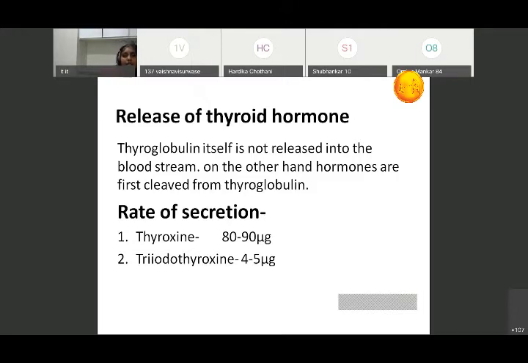Thyroglobulin itself is not released into the bloodstream. On the other hand, hormones are first cleaved from the thyroglobulin. I already told that the pseudopodia-like structure is there. Then they form the vesicle. To the vesicle, the lysosome is attached. The lysosome secretes the digestive enzyme. Then it is cleaved into T4 and T3.